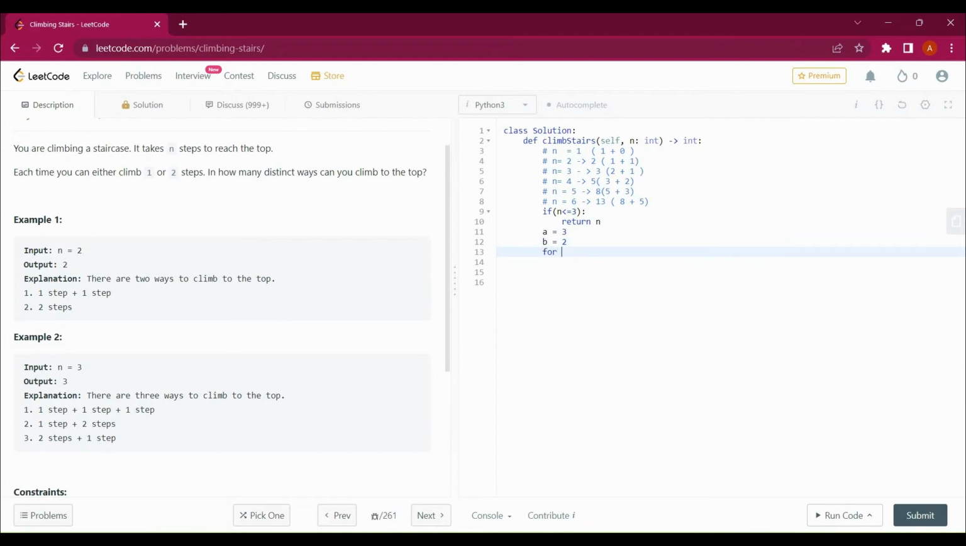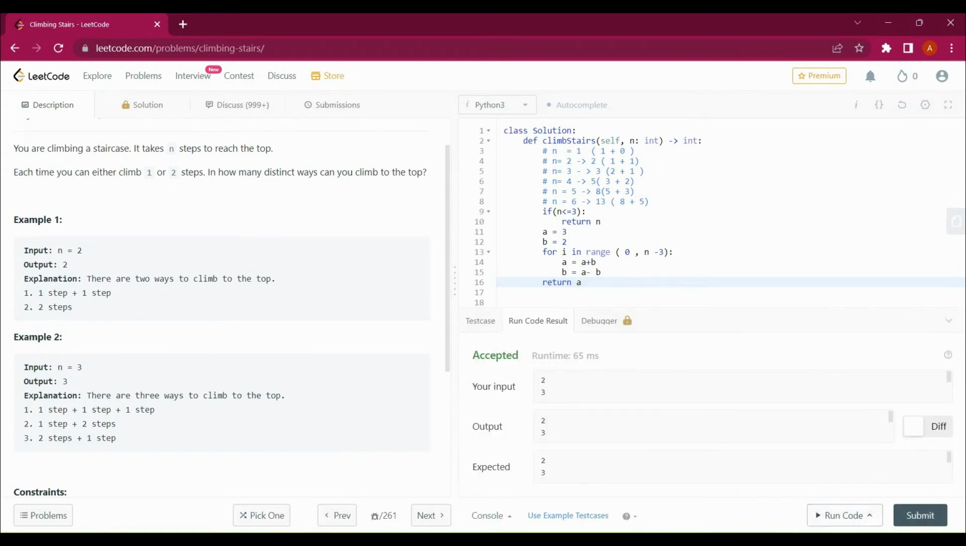So if I write for i in range 0 to n minus 3, I will explain why I've taken n minus 3. And then it's saying a is equal to a plus b, and b is equal to a minus b, and return a. Now let's run the code and check if we are getting our answer or not, and I will explain it after I complete this.